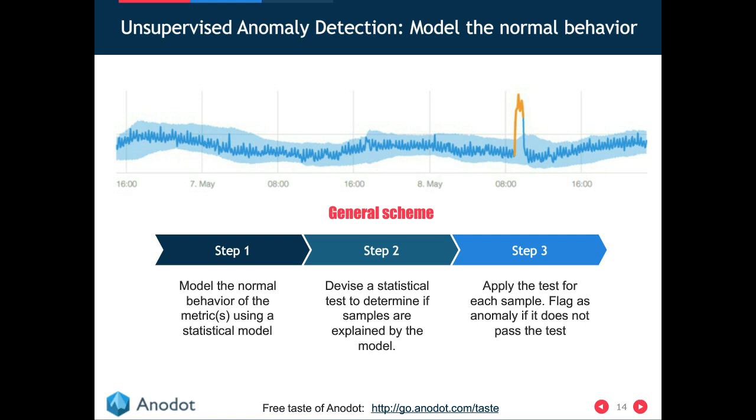The next step is to devise some statistical tests to say whether any given sample is explained by the normal model. If it is explained, then it's normal. If it's not explained, then it's an anomaly, and that's step 3. So apply the test for each sample, and flag it as an anomaly if it doesn't pass the test. So the orange part in the graph above is the anomaly because it's not explained by the normal model, which in this case is the shaded area. So that's a simplistic view of it.